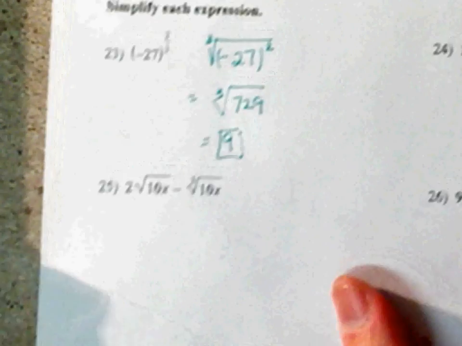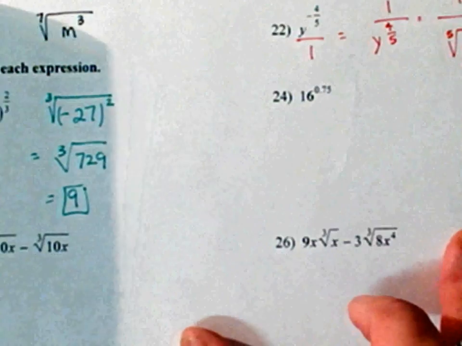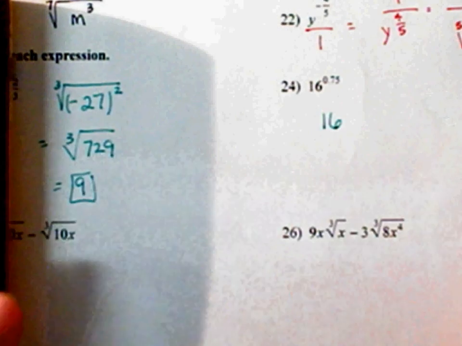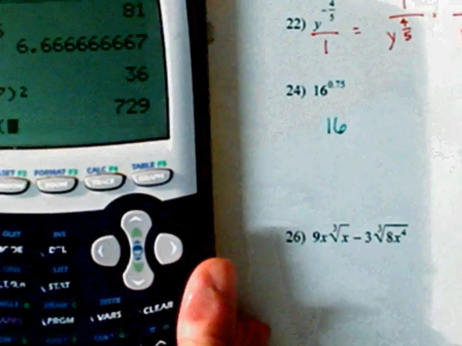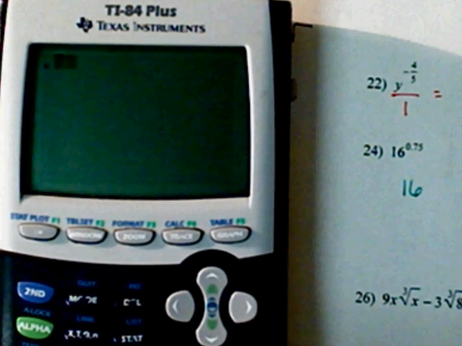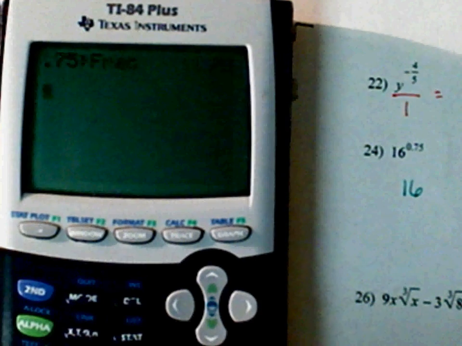24. Let's go ahead and convert this into a fraction. This is the same thing as 16. Now, if you don't know what 0.75 is, it is 3/4, okay? So what I want you to do is go 0.75, hit math frac, and it will convert it to a fraction for you, which is 3/4.